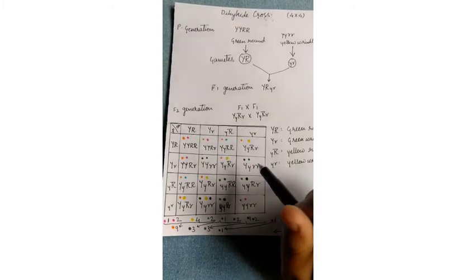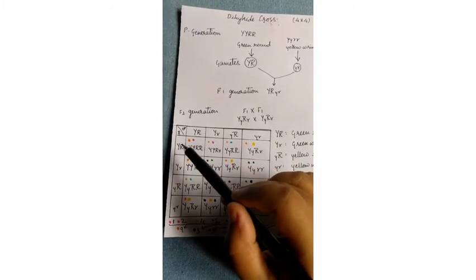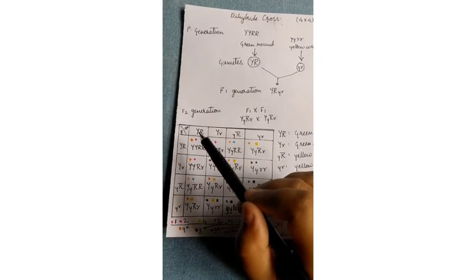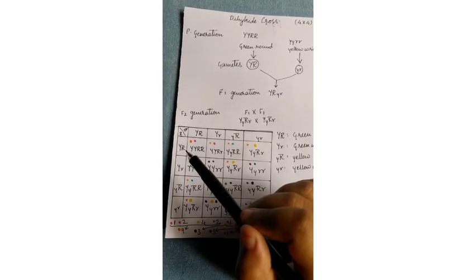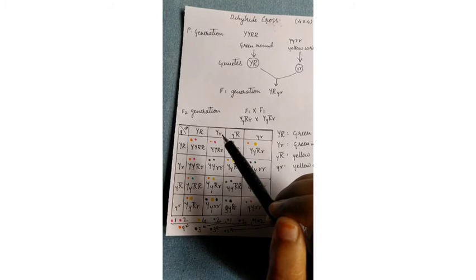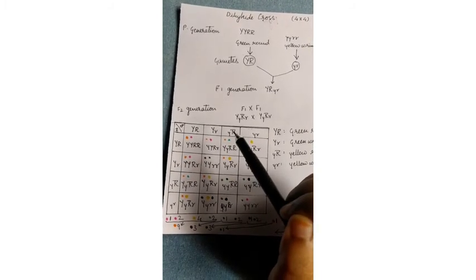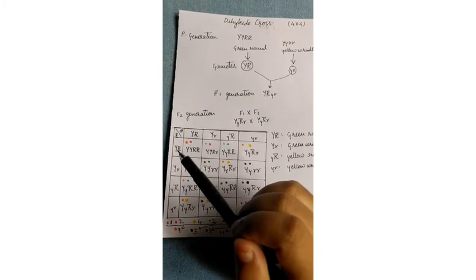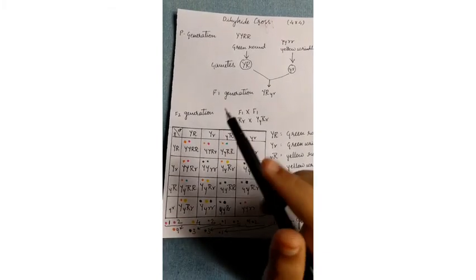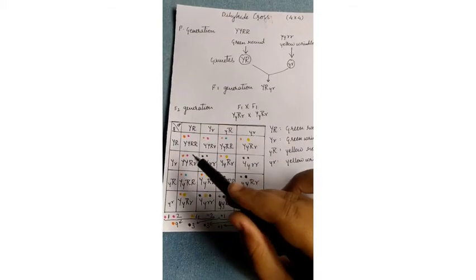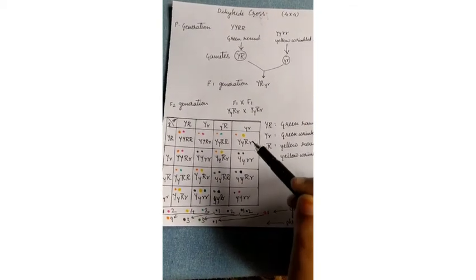Like this, we'll do for the whole cells, that is the whole unit. Capital Y, capital R crossed with capital Y, capital R. Capital Y, capital R crossed with capital Y, small r. Capital Y, capital R crossed with small y, capital R. Capital Y, capital R crossed with small y, small r. We are doing this for the whole unit.